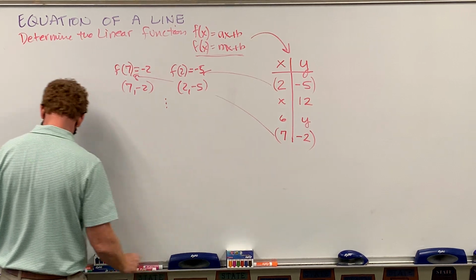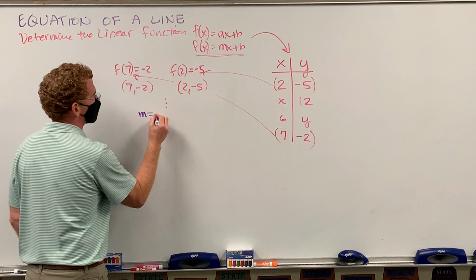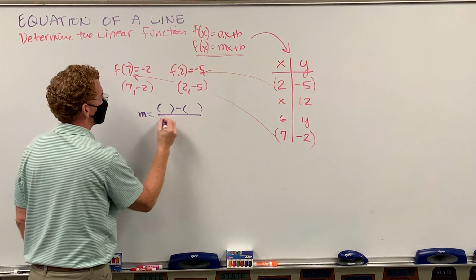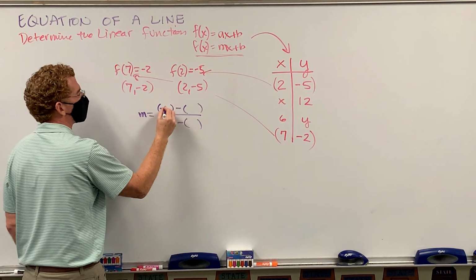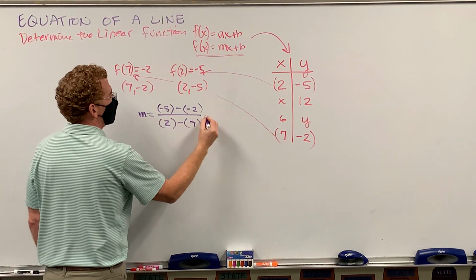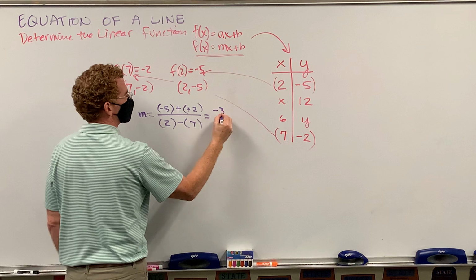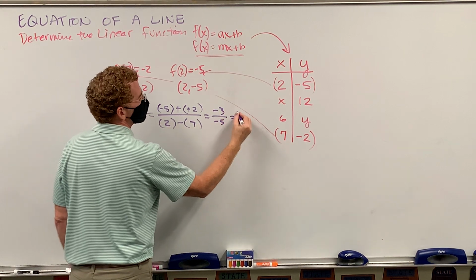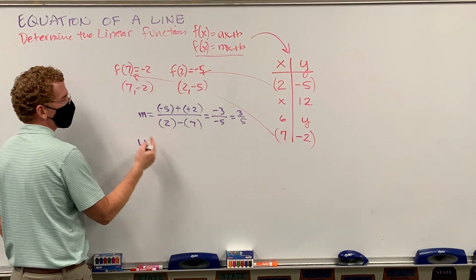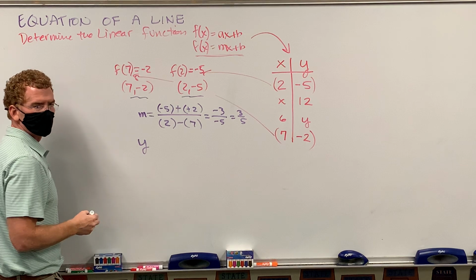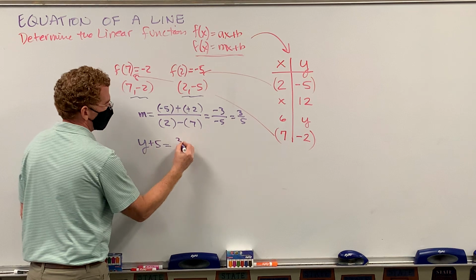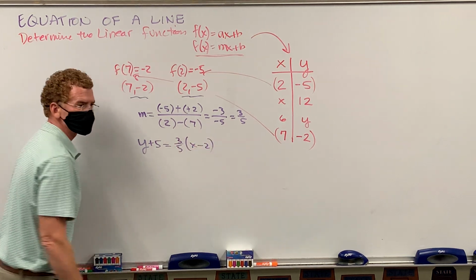So let's just real quickly, if I were to do this, I would say, all right, the slope is y minus a y, and look how I can cut down on errors. Y, negative 5, minus the negative 2, over x, 2 minus the 7, and I get 2 negatives is a positive, negative 3 over negative 5, 3/5. Jump to my function. Y, which one do you want to use? The left one or the right one? Right. Right? So y plus 5 equals 3/5 times x minus 2.